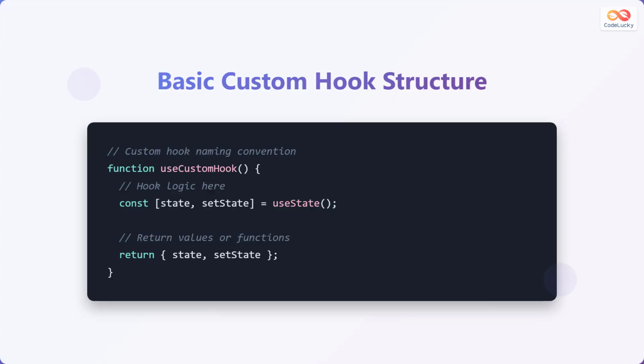Let's take a look at the basic structure of a custom hook. Custom hooks are essentially JavaScript functions. The naming convention for custom hooks is that they should always start with the word use. Inside the custom hook, you can use any of the built-in React hooks such as useState, useEffect, and so on to manage state and side effects. Finally, the custom hook should return any values or functions that the component using the hook needs to access. This could be state values, functions to update state, or any other relevant data or functionality.